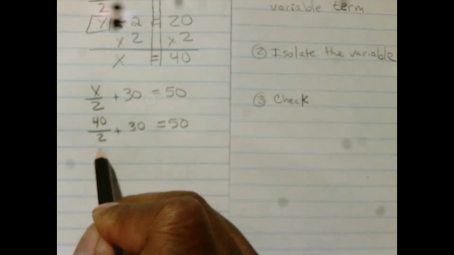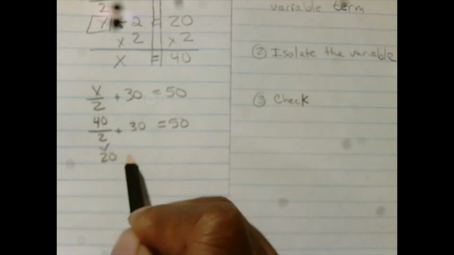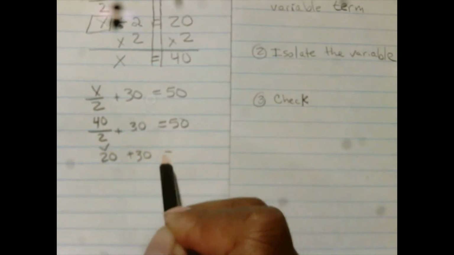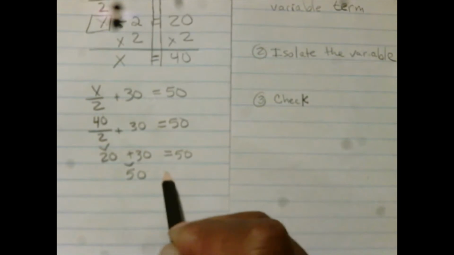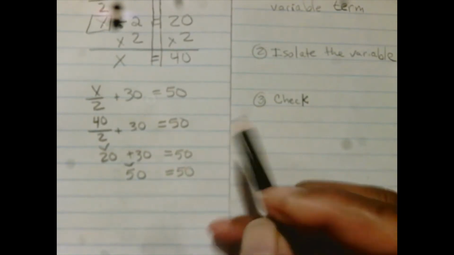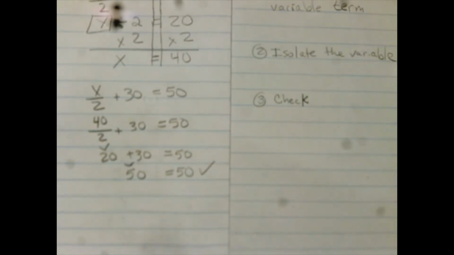Well, we get what? 20 plus 30 is equal to 50. And when we do that math, yes, 50 is equal to 50. So it checks. We know we have the right answer because the left side and the right side are in agreement. They equal each other.